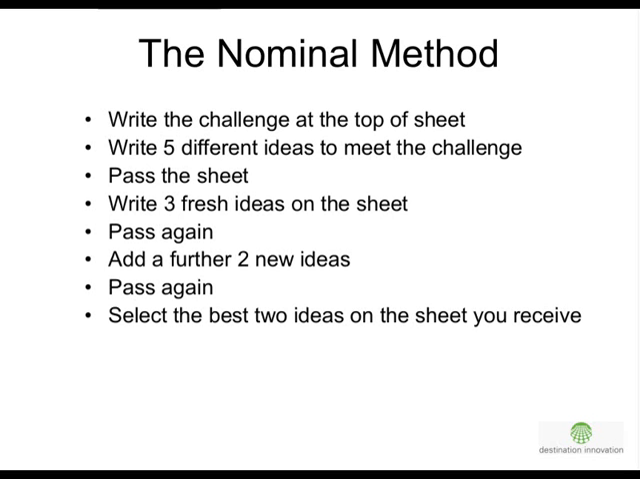So in this process, what happens is, in the divergent thinking stage, the idea creation stage, people work individually and silently, and they have to each generate 10 ideas.